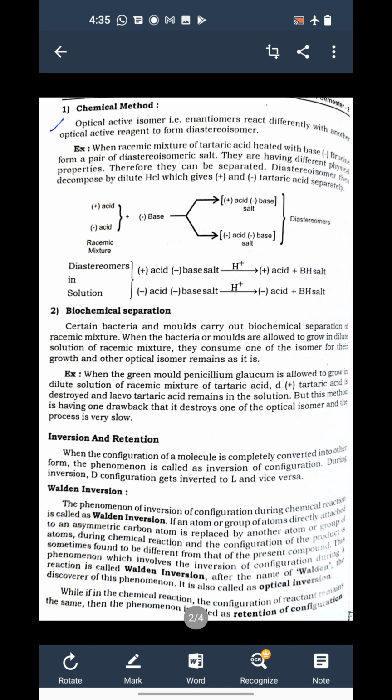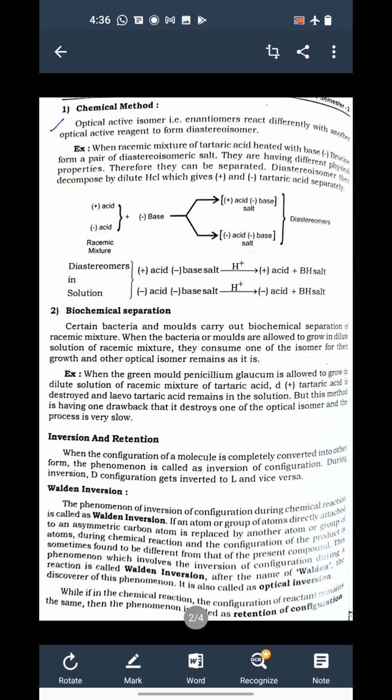The first and very important method is the chemical method. Now in this chemical method, suppose we have a racemic mixture. You can see here we write plus acid and minus acid, that is equal amounts of plus and minus optically active acid taken here, and we call it a racemic mixture. So optically active isomers, that is enantiomers, react differently. We studied enantiomers and diastereomers before, and therefore we know the properties of both the enantiomers as well as diastereomers.